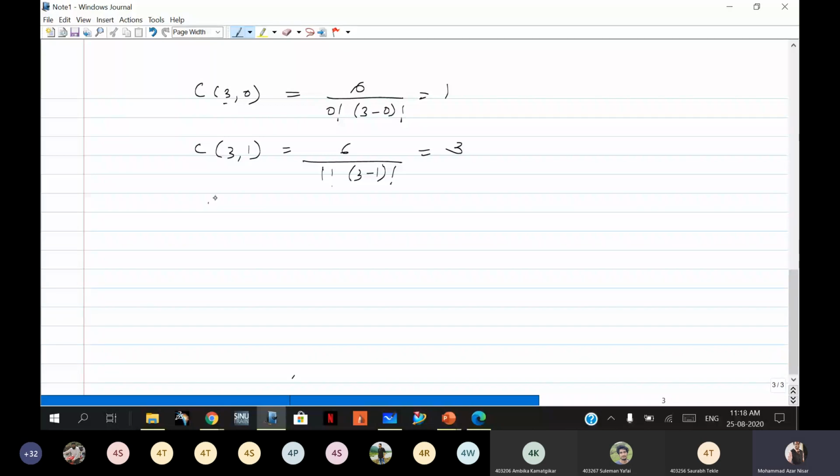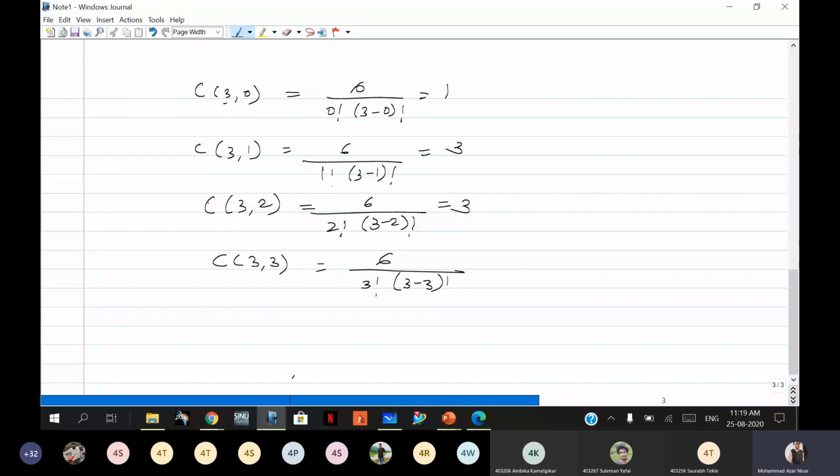Then similarly, 3 comma i equal to 2. So 6 by 2 factorial, 3 minus 2 factorial, you will get 3. And then last, 3 and 3, you will get 6 by 3 factorial, 3 minus 3 factorial, you will get 1.